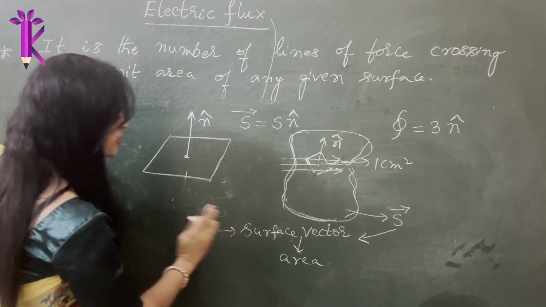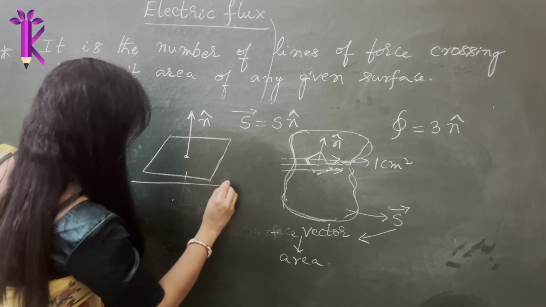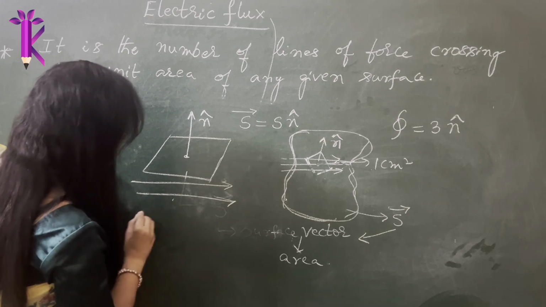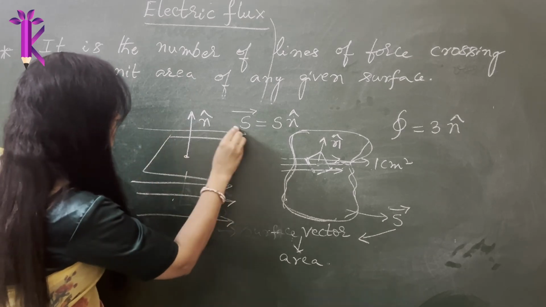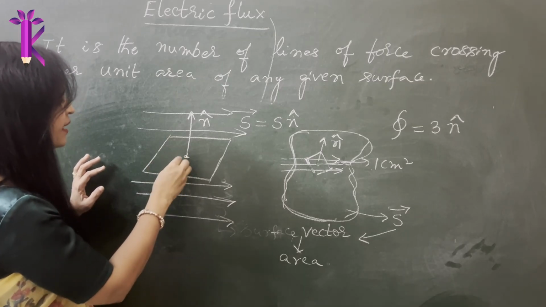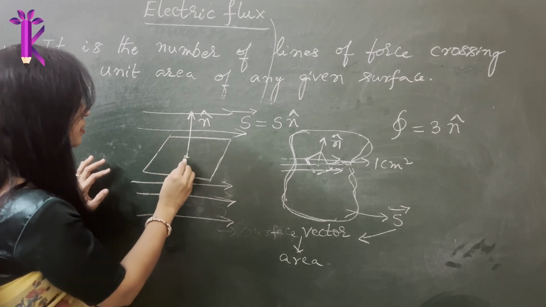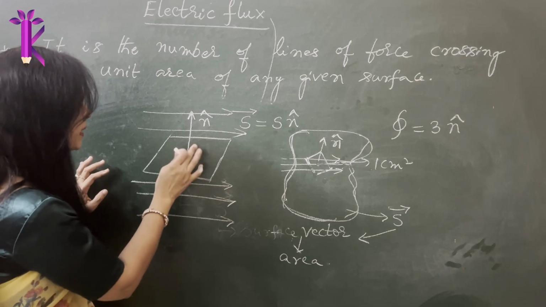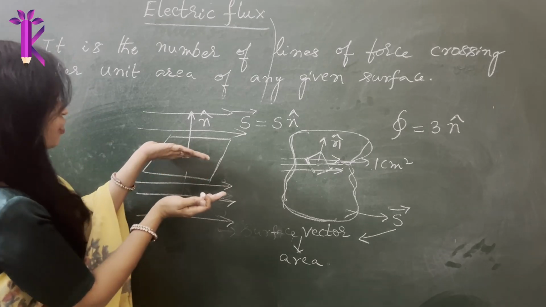Suppose I draw the electric field lines like this. Suppose these are the electric field lines and you place the area vector like this, in between. So what is the number of lines crossing? You are keeping it parallel. So in this case also you are keeping it like this.